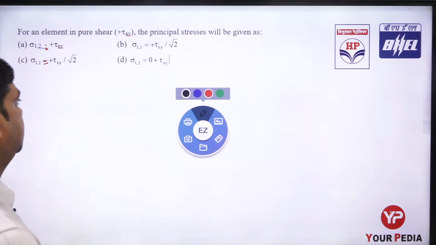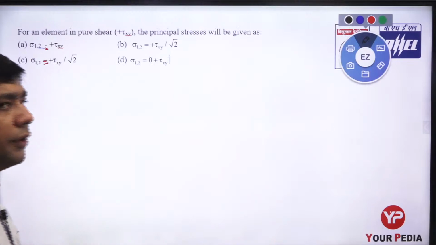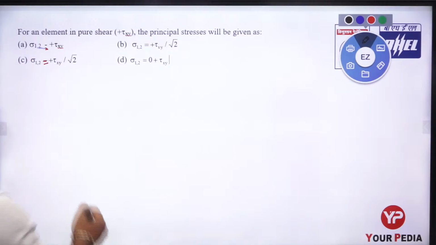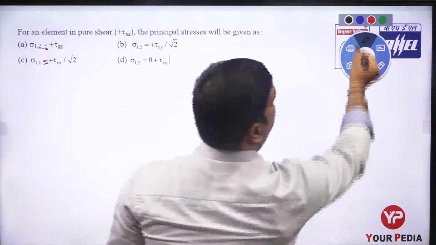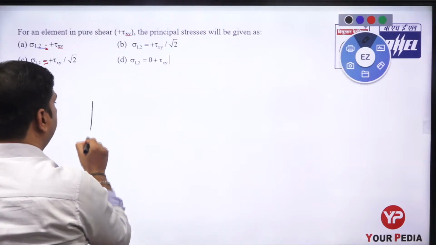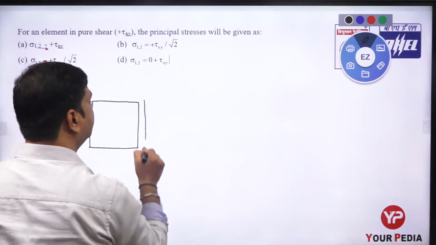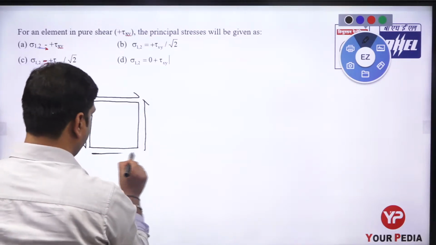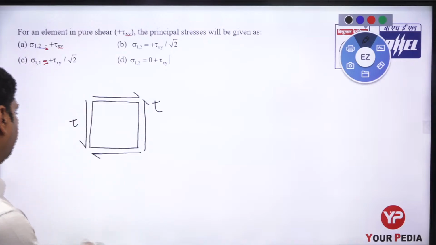But the answer, okay. So this is talking about a foreign element in a pure shear. The principal stress will be given as maximum; students sometimes take it as 0. So that's why I'm just taking the question. If I'm just talking about the pure shear case, what will happen? A member is subjected to only a shear stress, only torque. So what will happen? I'm just talking about the principal stresses.